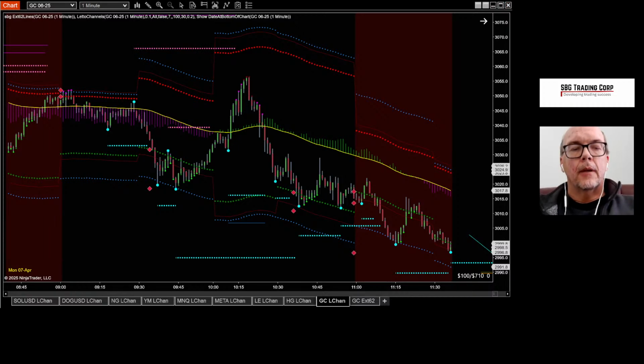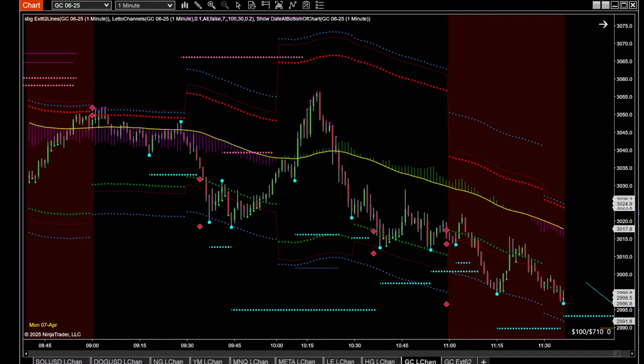So let's take a look at our chart here. Zooming in, you see a number of horizontal lines, and you see these channels that are above and below a yellow midline. This is the new system we call Lion. Lion is comprised of two indicators mashed together. An old one that I developed way back in 2007 roughly. It's called Extension 62 Lines, and another one that's brand new, just launched recently, called Leto Channels.